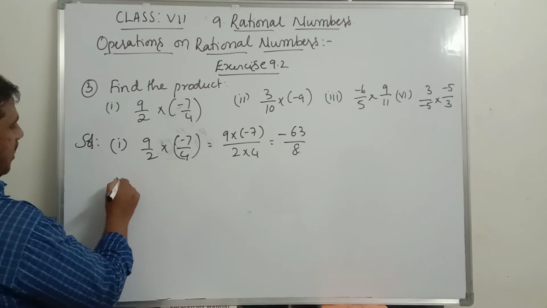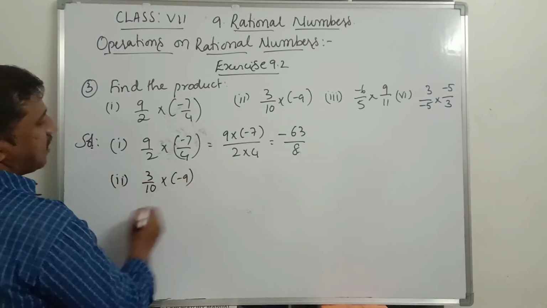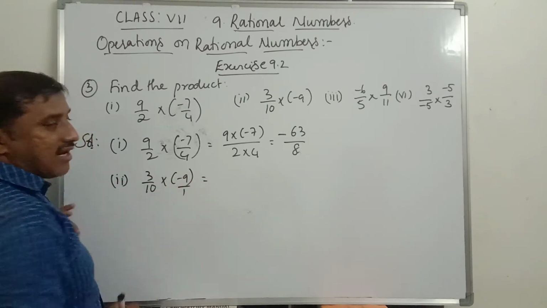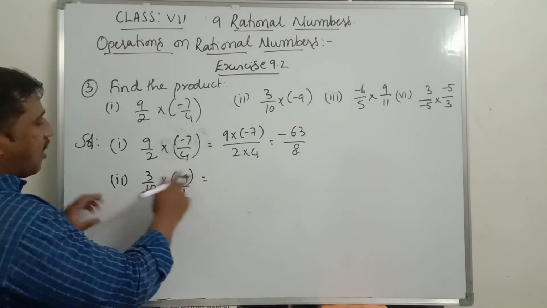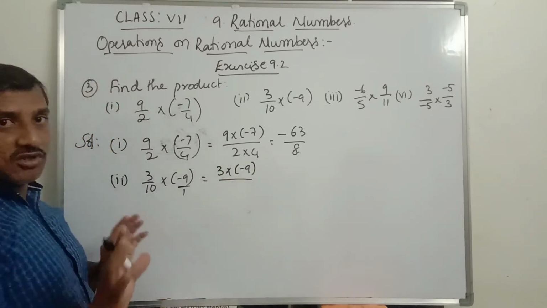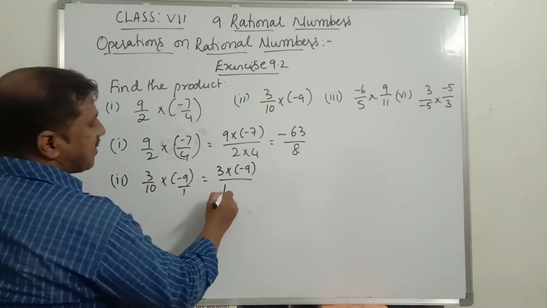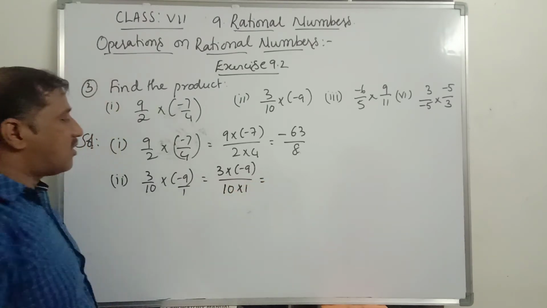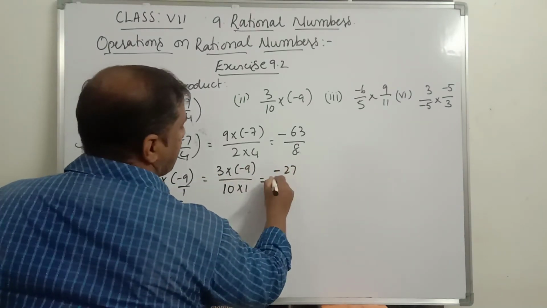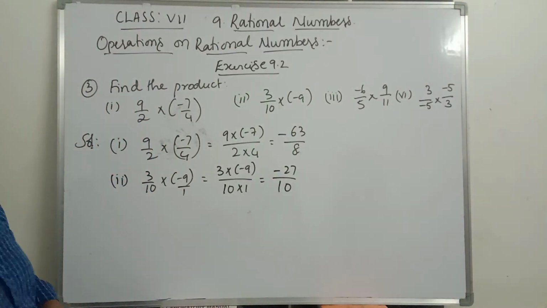Next, the second question: 3 by 10 into minus 9. Here, minus 9 can be written as what? Minus 9 by 1 in the P by Q form. Now the numerators are 3 and minus 9, that is 3 into minus 9, and the denominators are 10 into 1. That equals plus into minus is minus, 3 into 9. 3 nines are 27, divided by 10 into 1, it is 10. Minus 27 by 10 is the product.